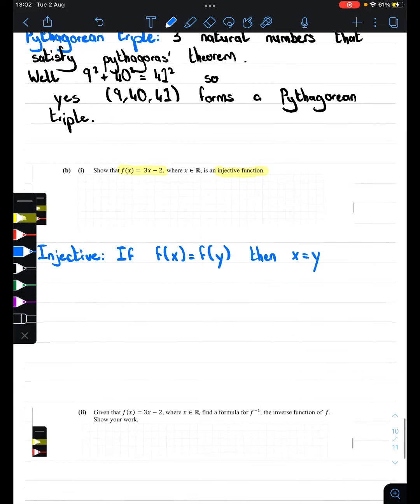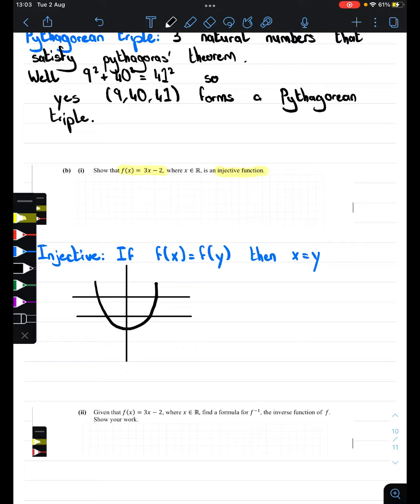Something that wouldn't be injective would be a quadratic, let's say. So let's say we have a quadratic, something like this. If you draw a horizontal line, it hits the graph twice. So with an injective function, a horizontal line only hits the graph once.